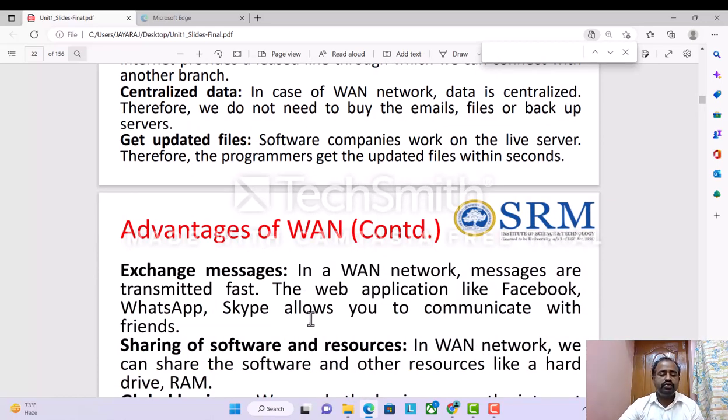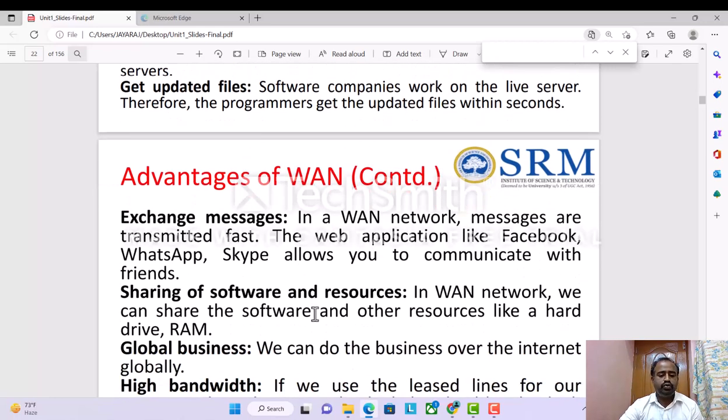Advantages. The first one is exchanging of messages. You can take web examples: WhatsApp, Skype, Twitter, Facebook. They allow us to communicate with each other and share information. Again, the same thing can be used for sharing of software and resources. Resources in the sense of both hardware and software.